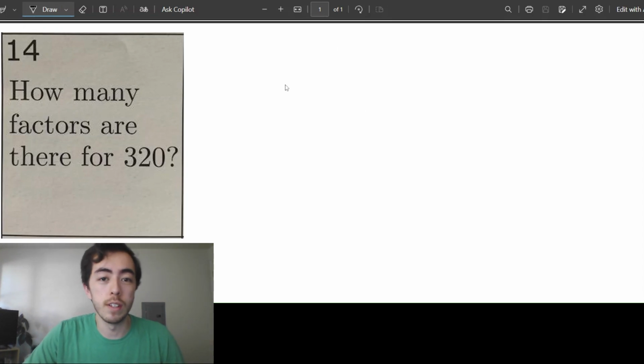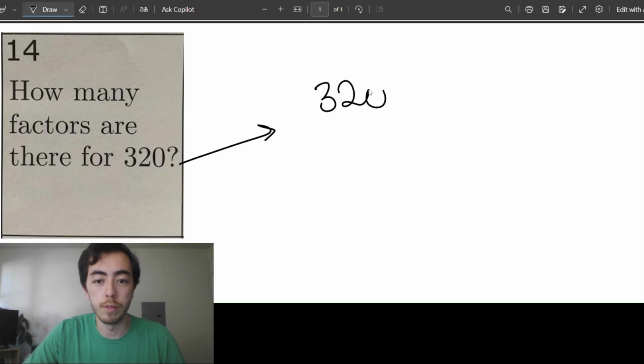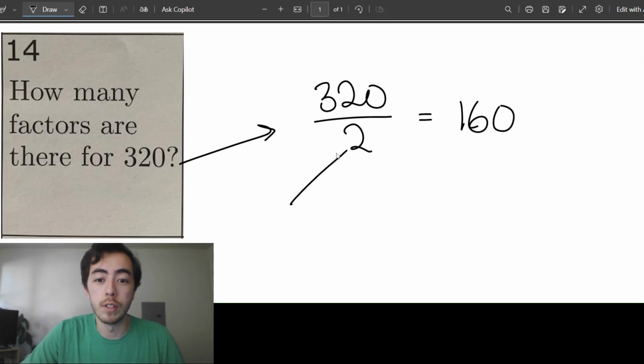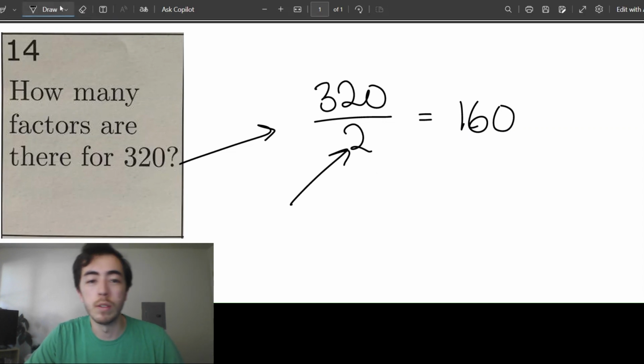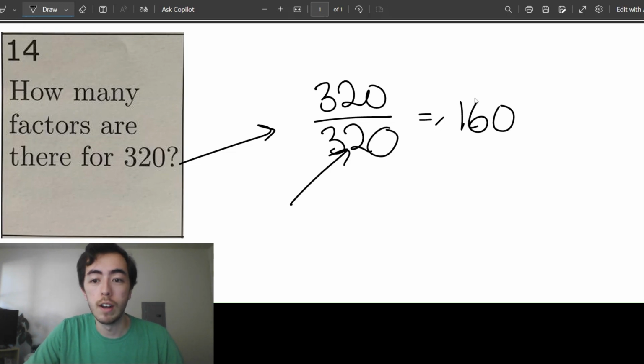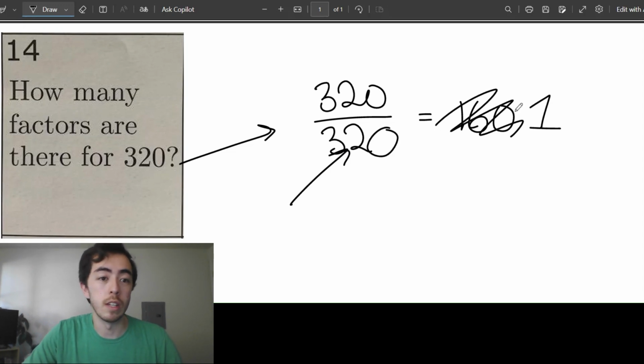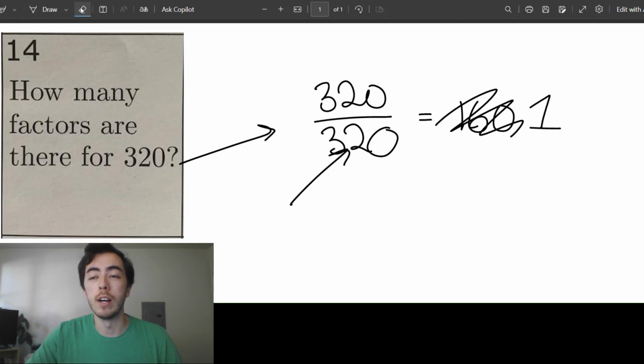A divisor of a number is just one that divides it into a whole number. So for example, for 320, dividing it by 2 will give us a whole number. That's going to be 160. And so 2 is considered a divisor. In that problem, it was counting proper divisors. So 320 itself, although it does divide it evenly into a whole number, is not considered a proper divisor. However, it is considered a factor.